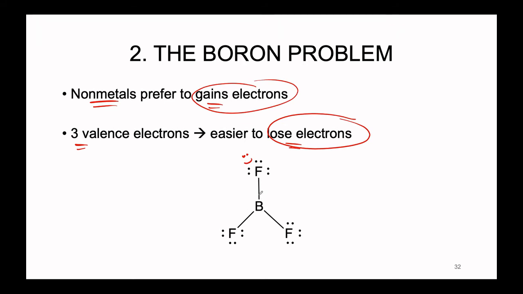Boron, however, only has 2, 4, 6 electrons. It is tentatively dissatisfied. But if we take the time to actually observe the formal charges for each of these unique element types in the structure, fluorine, we would calculate, and I'm going to leave this as an exercise to the viewer for additional practice, fluorine has a formal charge of 0 in this form.